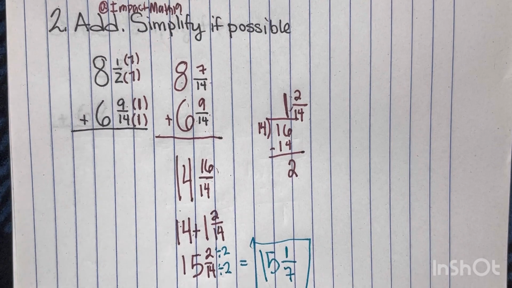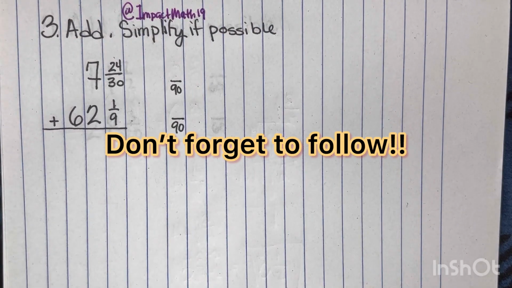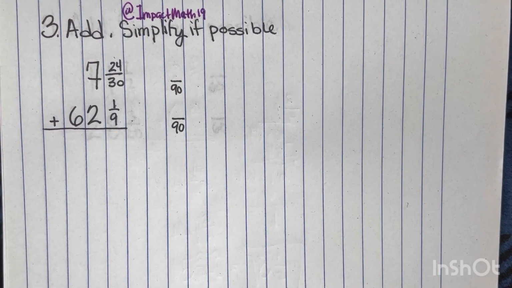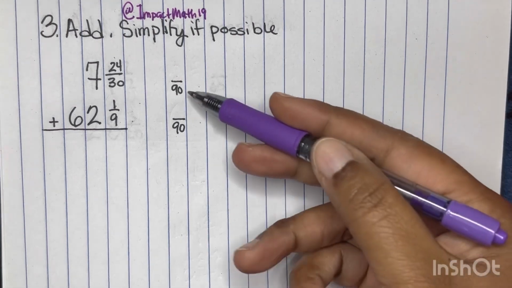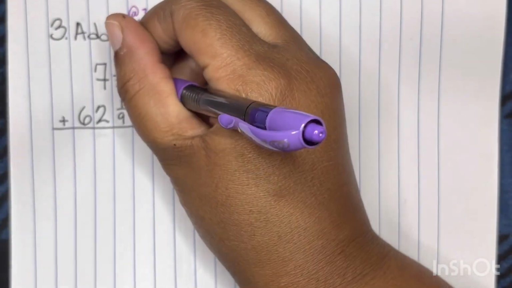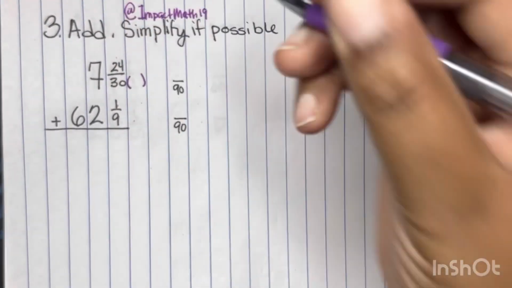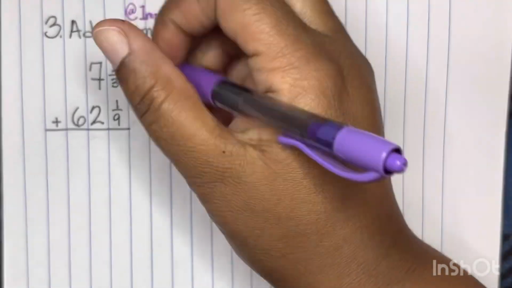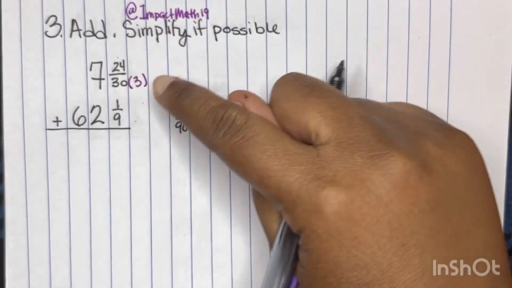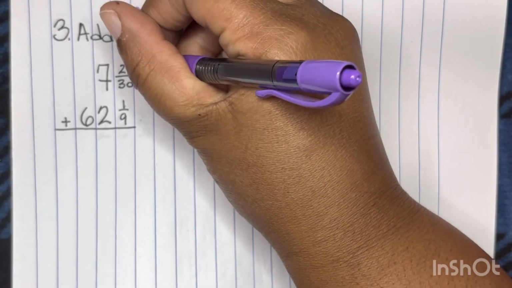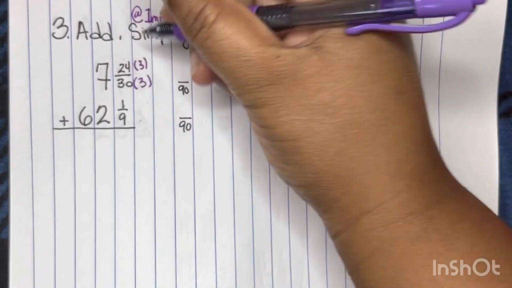Alrighty, let's go to the next. So we're going to add and simplify if possible. So we're doing 7 and 24 over 30 plus 62 and 1/9. They told us that our common denominator is going to be 90. So we're going to ask ourselves, 30 times what will give us 90? Well, 30 times 3 gets us 90. And what we do to the bottom, we have to do to the top.